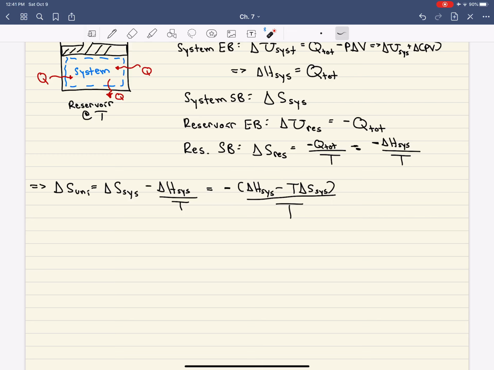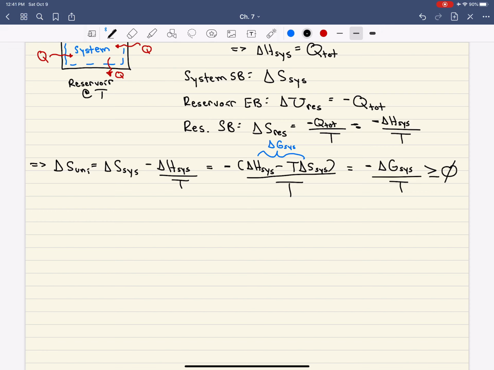Once again, if we remember back to our Legendre transforms, we recognize that delta H minus T delta S is just delta G. And so what we find is that the delta S of the universe is going to be equal to the negative delta G of our system over T, and those things have to be greater than or equal to 0.